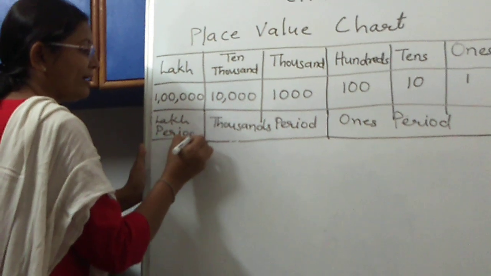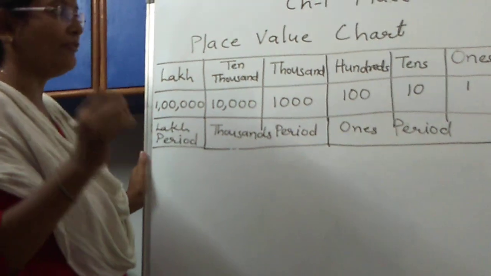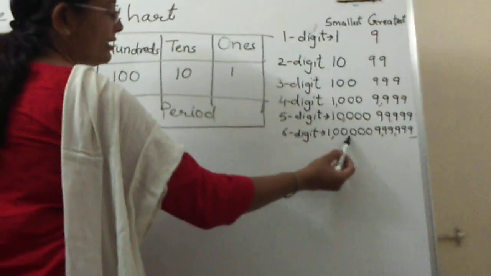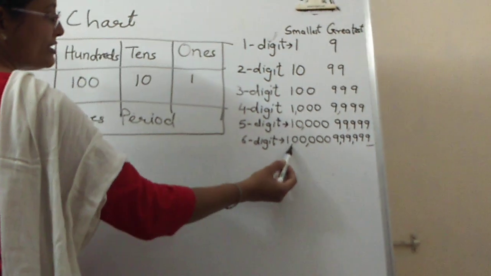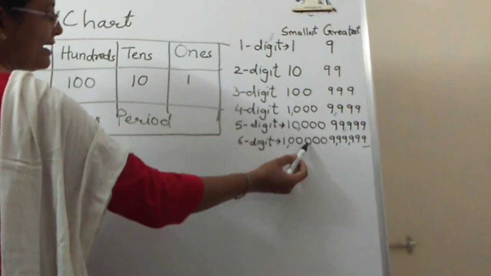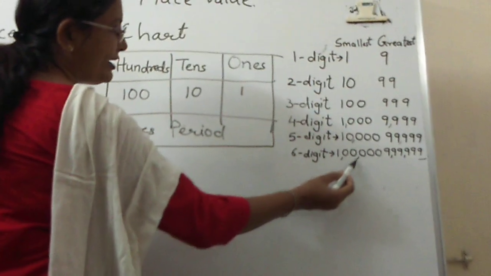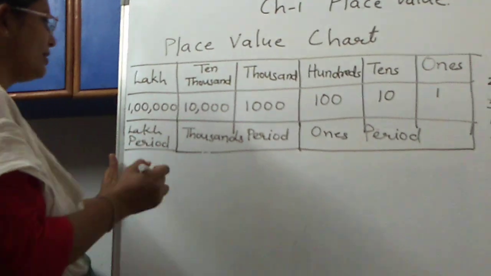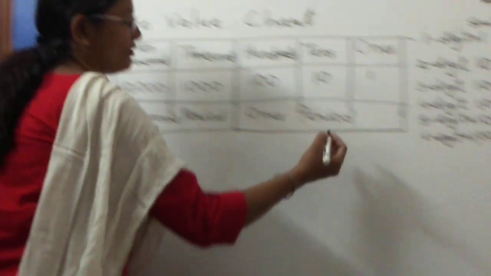Now why are they divided into periods? When we separate them, we keep commas between the digits. See here, I have kept a comma after 3 digits, and again a comma after 2 digits. Why? Ones, tens and hundreds make one period. When one period is completed, you have to keep a comma to separate the periods, right?